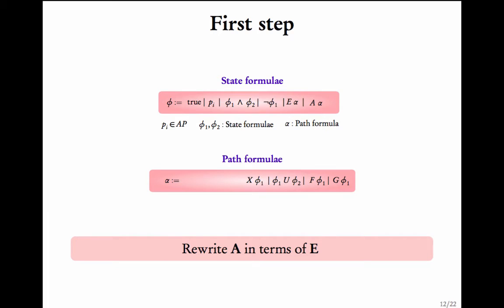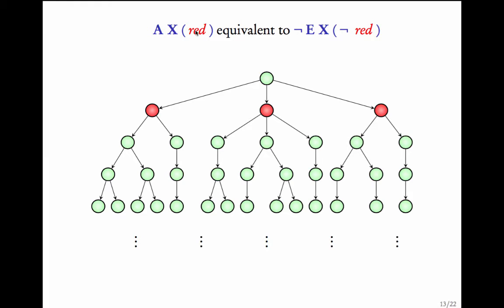So as a first step towards giving this algorithm, we will try to simplify the CTL formulae. By simplification, I mean that we will try to rewrite every CTL formula in terms of just E. Essentially, we want to rewrite formulas using A in terms of E. Let's see. AX red. Look at this computation tree. AX red means you look at all paths from the initial state, in this case the root. You look at all paths from the root. Every child of the root should satisfy red. That is what it means. A X red. In every path, the next state, that is the second state, should be red.